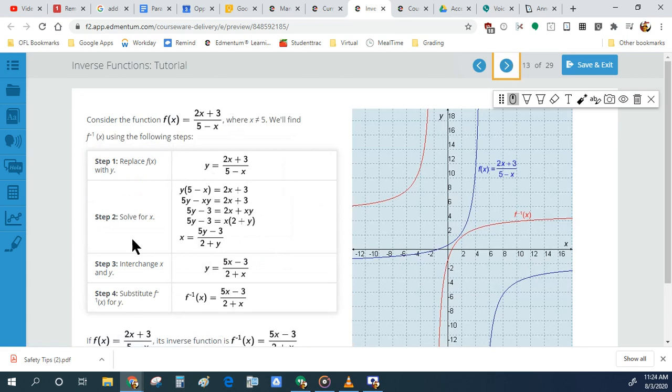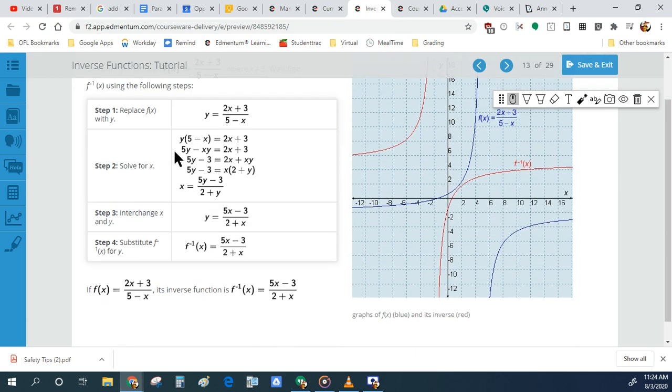So here we're going to do a different one. They want us to solve for the inverse of this. In order to do this, it looks complicated because we have a denominator, but it's not that bad. What happens here is, in order to get rid of a denominator, you're going to multiply both sides by the denominator. Here you're going to distribute your y.